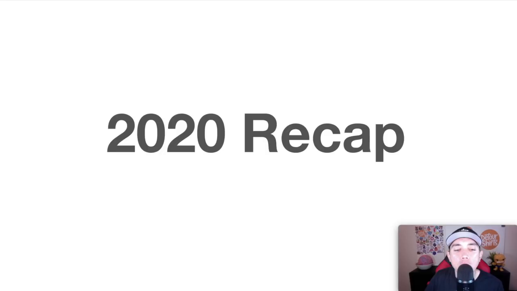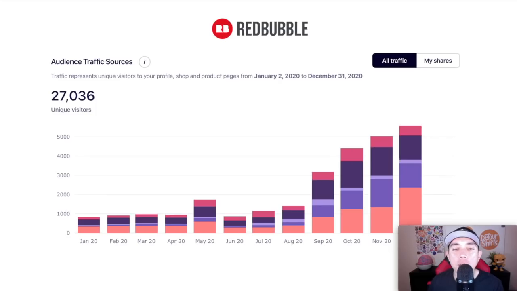Let's go into my 2020 recap where I show you all of 2020. So on the dashboard of RedBubble, you can do this as well. Just look at a year view instead of a monthly view. And you can see this is my traffic sources for all of 2020. You can see here from January to December.